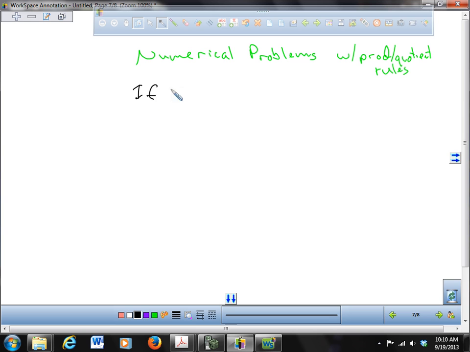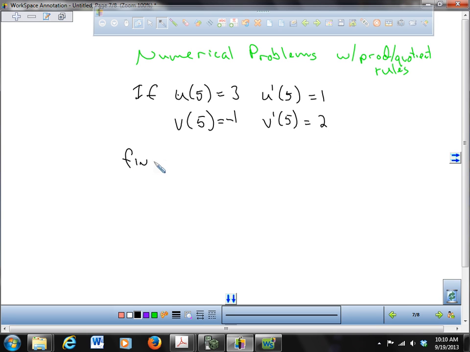So, say for example, you are given something like this. If u of 5 equals 3, and u prime of 5 equals 1, and v of 5 equals -1, and v prime of 5 equals 2. Find the derivative of u over v.